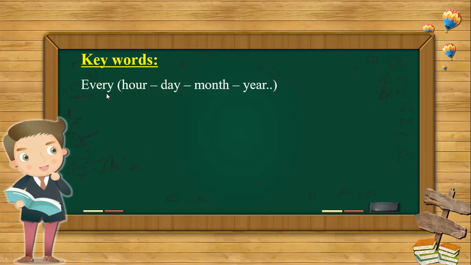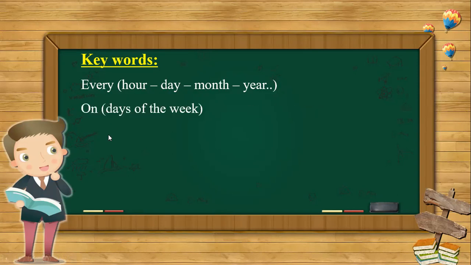Number one, every. After every, I have to put a period of time, like every hour, every day, every month, every year. Every doesn't come alone. We put after it every what? Every Sunday, every Monday, every what?